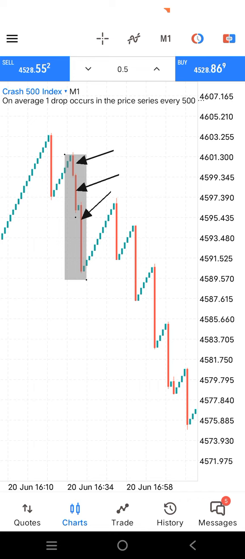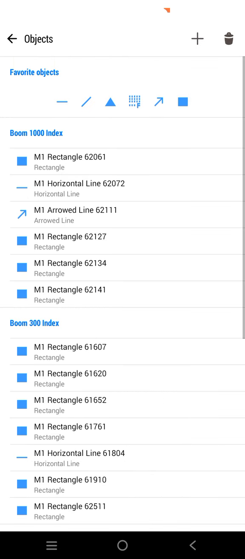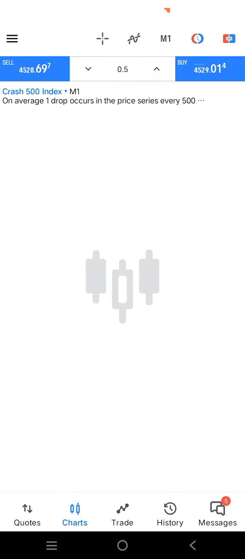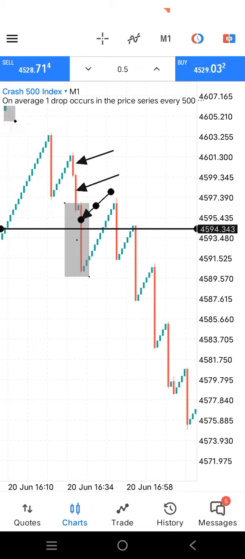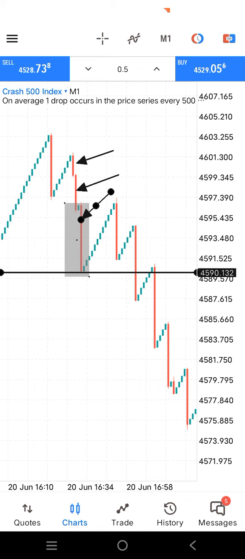How to open your trade? When you see this third spike appear, immediately go and sell on Crash, or buy on Boom. Here will be your entry. You open your trade at this point.